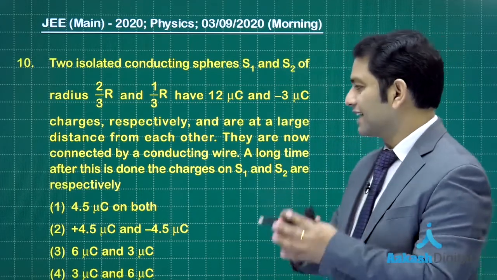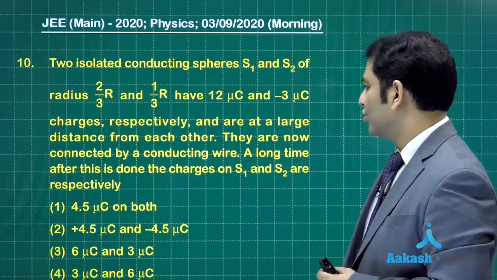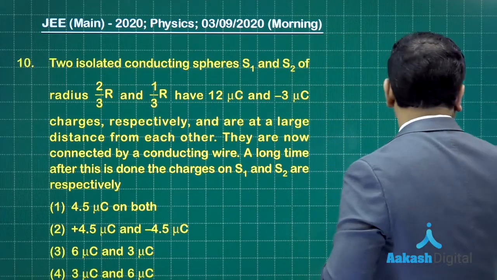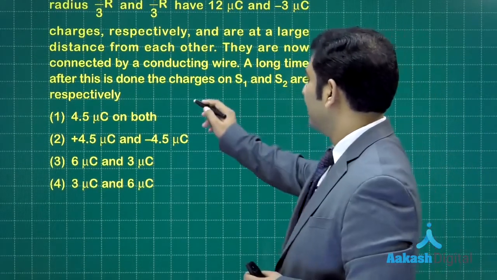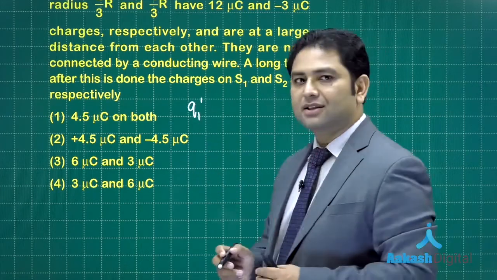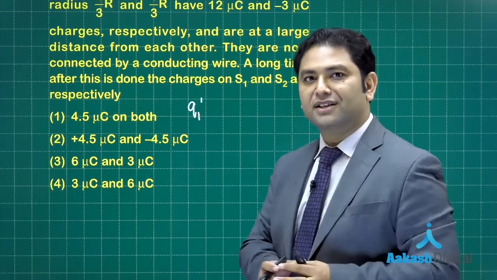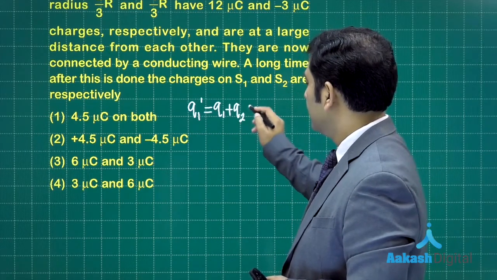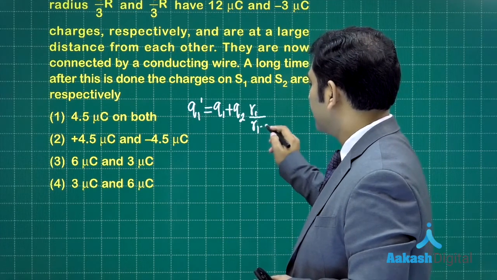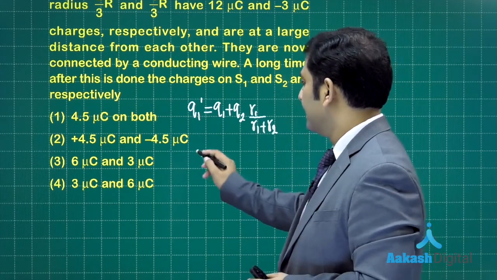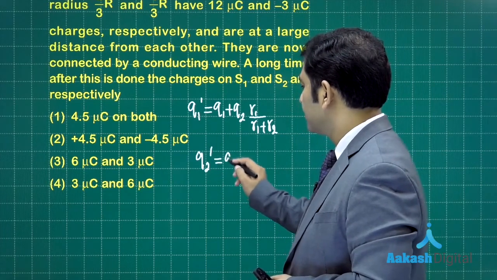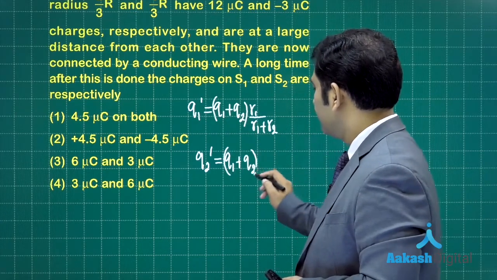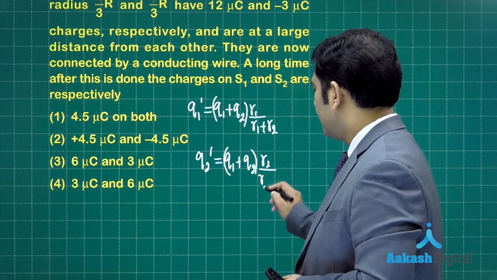Now, these spheres are connected. And after they are connected, we need to calculate the charge on S1 and S2. Now, if I go by the direct formula, Q1 dash is the charge on sphere 1 after redistribution. That comes out to be (Q1 plus Q2) into R1 by (R1 plus R2). And likewise, Q2 dash would be equal to Q1 plus Q2, that's the total charge, multiplied by R2 by (R1 plus R2).